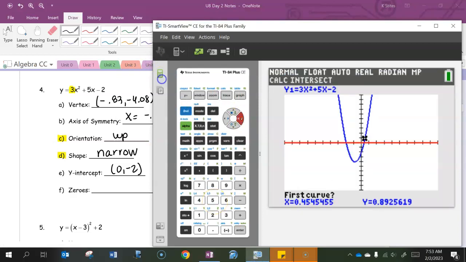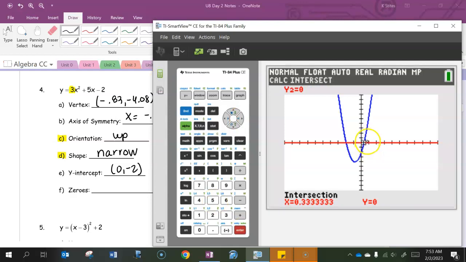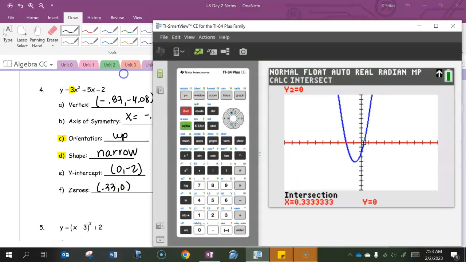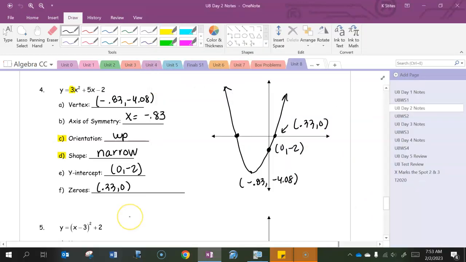Move your cursor over, enter, enter, enter. Now notice I didn't get right on top of it, but I was close enough. So 0.33 comma 0. Again, notice I'm putting it on the graph and on the line. Second trace 5. Move your cursor over. Enter, enter, enter. And -2, 0. And I don't care what order you have them in, just make sure you have both.